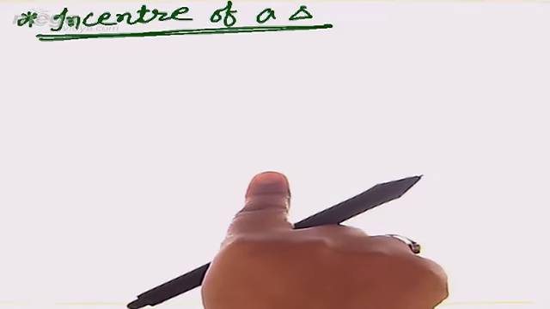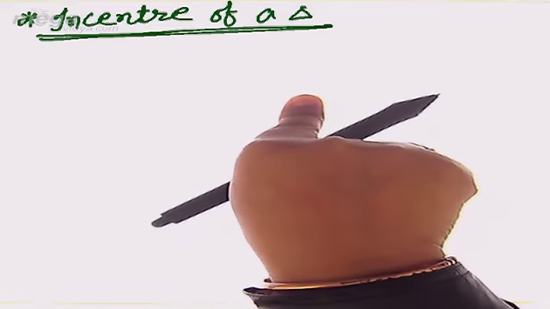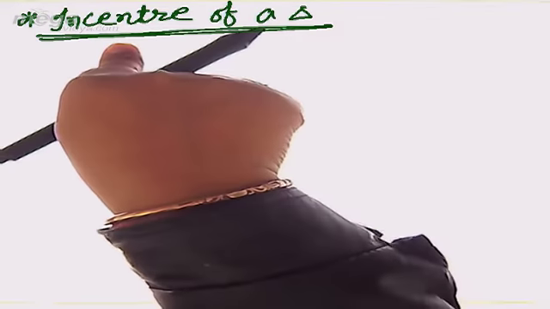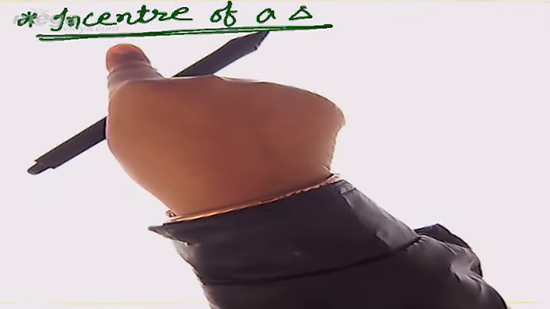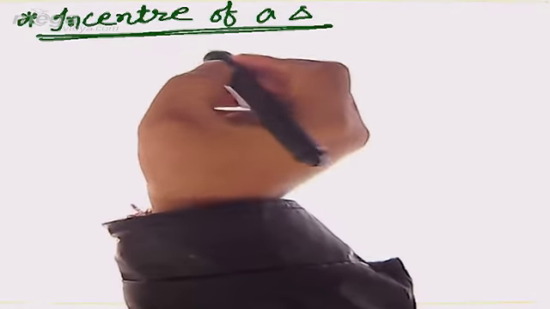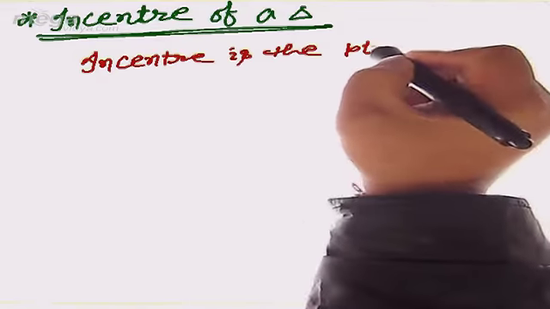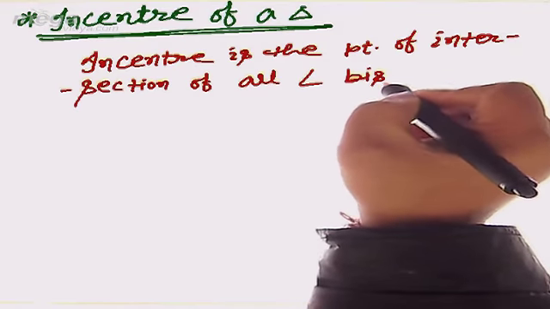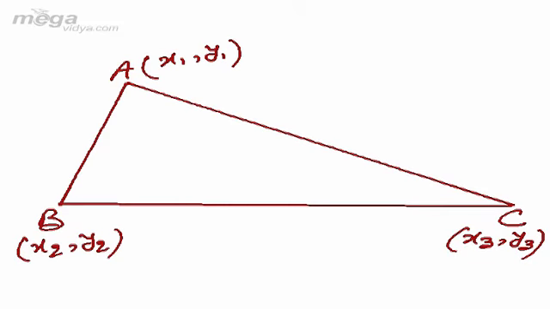In centroid, we did that the centroid is the point of intersection of medians, that is, you can say, side bisectors. Now, in the same manner, the incenter is the point of intersection of all the angle bisectors of the triangle. So I am writing here the definition: incenter is the point of intersection of all angle bisectors of that triangle. So student, here also I am drawing the figure. This is the triangle ABC whose vertices are (x1, y1), (x2, y2) and (x3, y3).